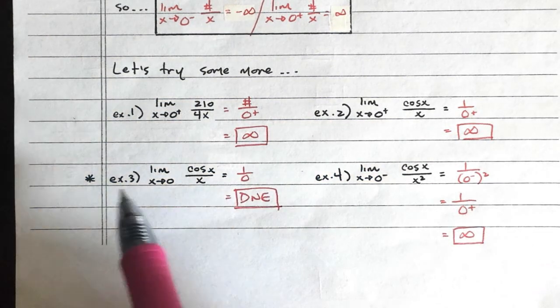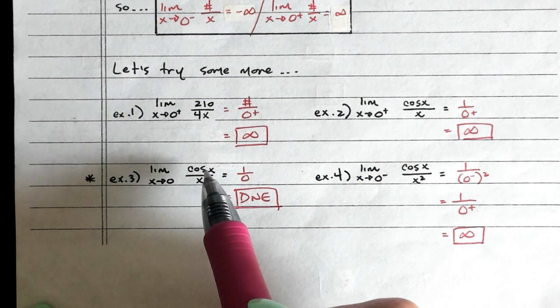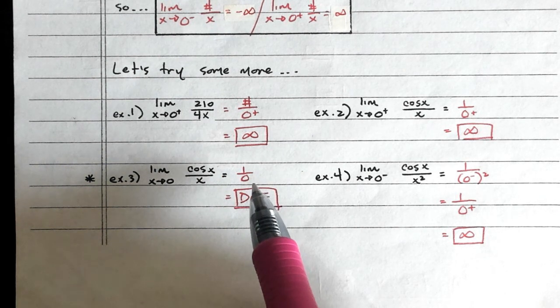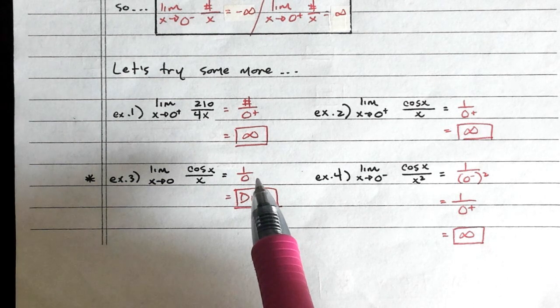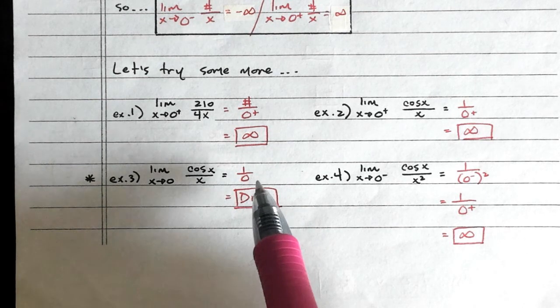And then this is going to be, you plug in 0 on top, you get a 1. You plug in 0 on the bottom, 1 over 0. Guys, 1 over 0. If you plug this into a calculator, what does it say? It says error, domain error. This does not exist. Okay, this is different than this one.